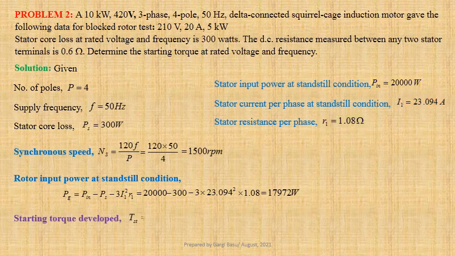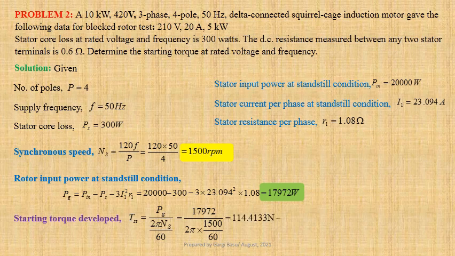Expression for starting torque developed: TST equals Pg divided by 2 pi Ns by 60. Using values we get 17,972 divided by 2 pi into 1500 by 60. That gives us 114.4133 Newton meters.